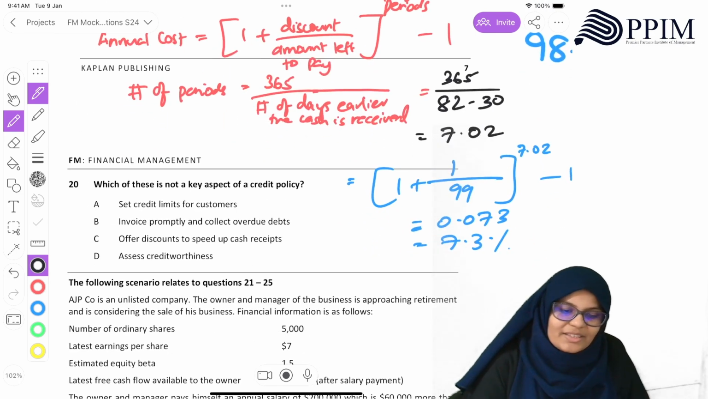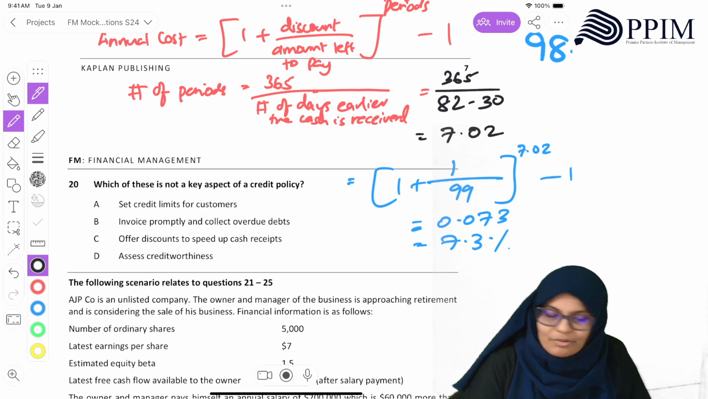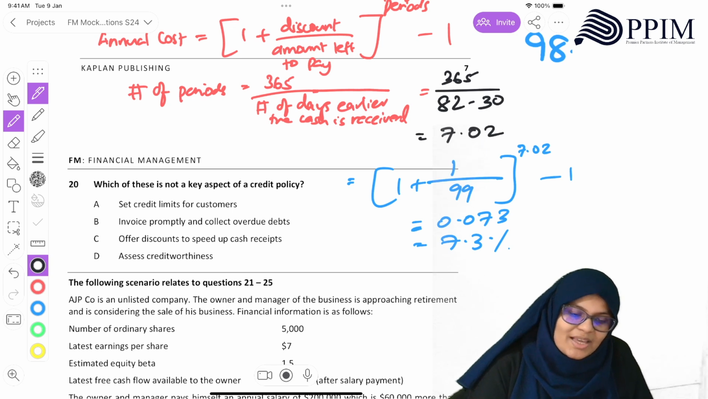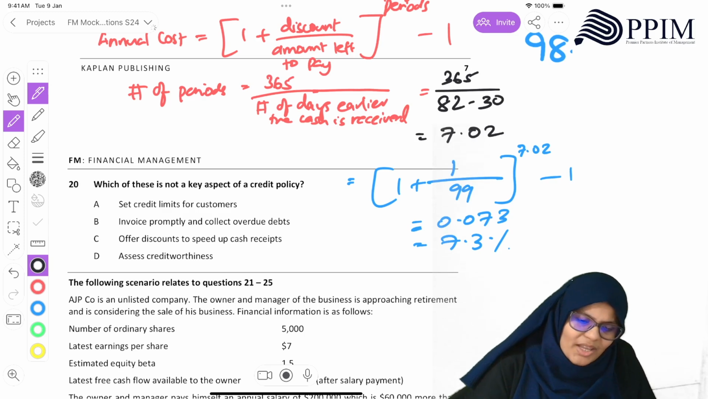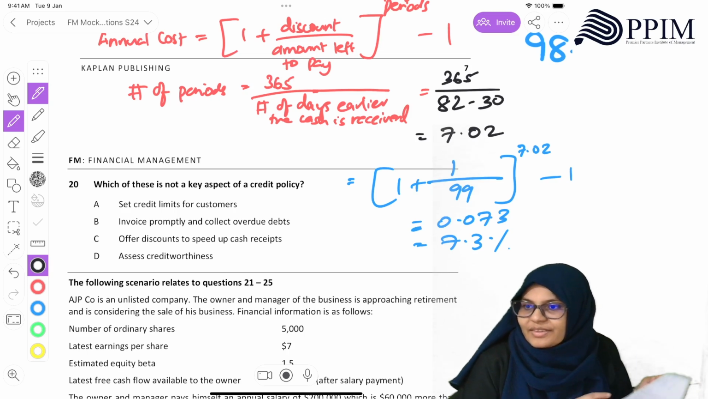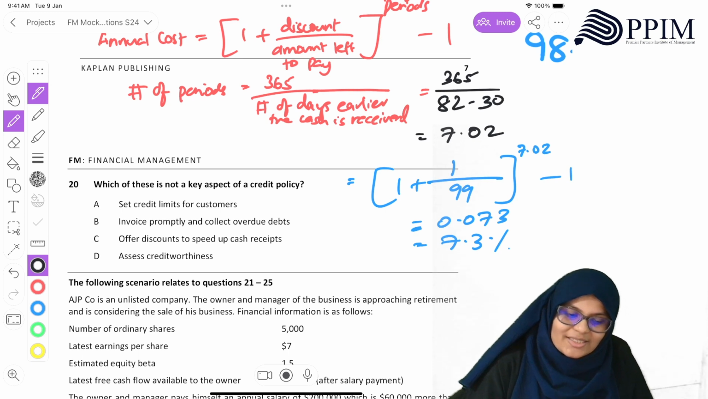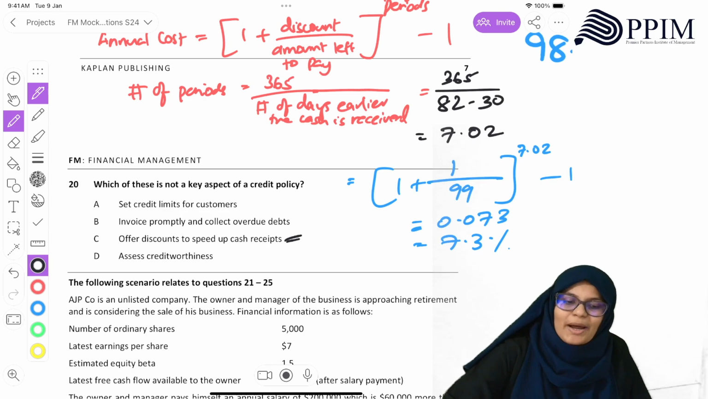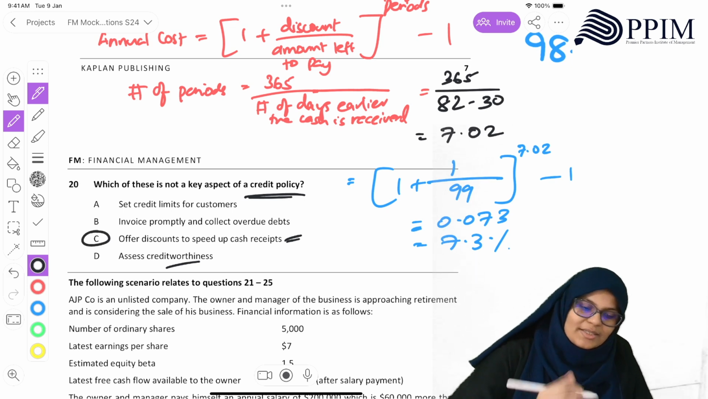20th one. Which of these is not a key aspect of credit policy? When it came to credit policy, there were 4 different things that you have to look at. Let's look at what they are saying here. Setting credit limit for customers, that is part of credit policy. Invoice promptly and collect overdue debts, that is also part of the credit policy. Offer discounts to speed up cash receipts. Offering discounts is not part of credit policy. Assessing creditworthiness is also part of credit policy. So the only thing that is out is C.